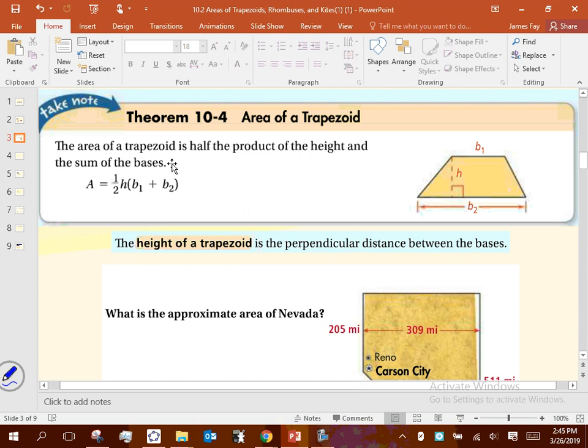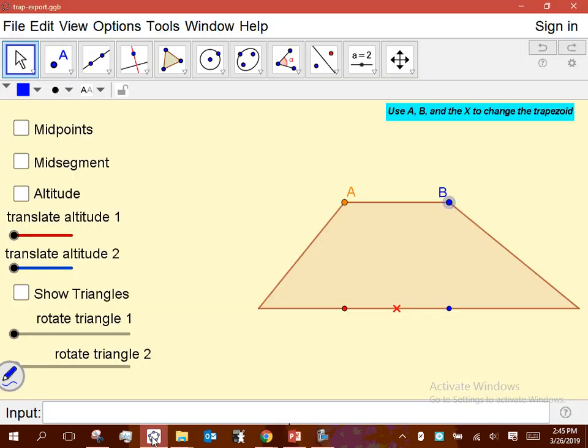Everybody got that written down? All right, so when we try to figure out what this is, in this applet that's on my website, which I made last year, you can mess around and change the trapezoid by moving A, B, and that little X down the bottom. So this will work for any trapezoid that we ever come across, okay? Whether it's regular, isosceles, right, whatever, it doesn't matter, it's going to work.